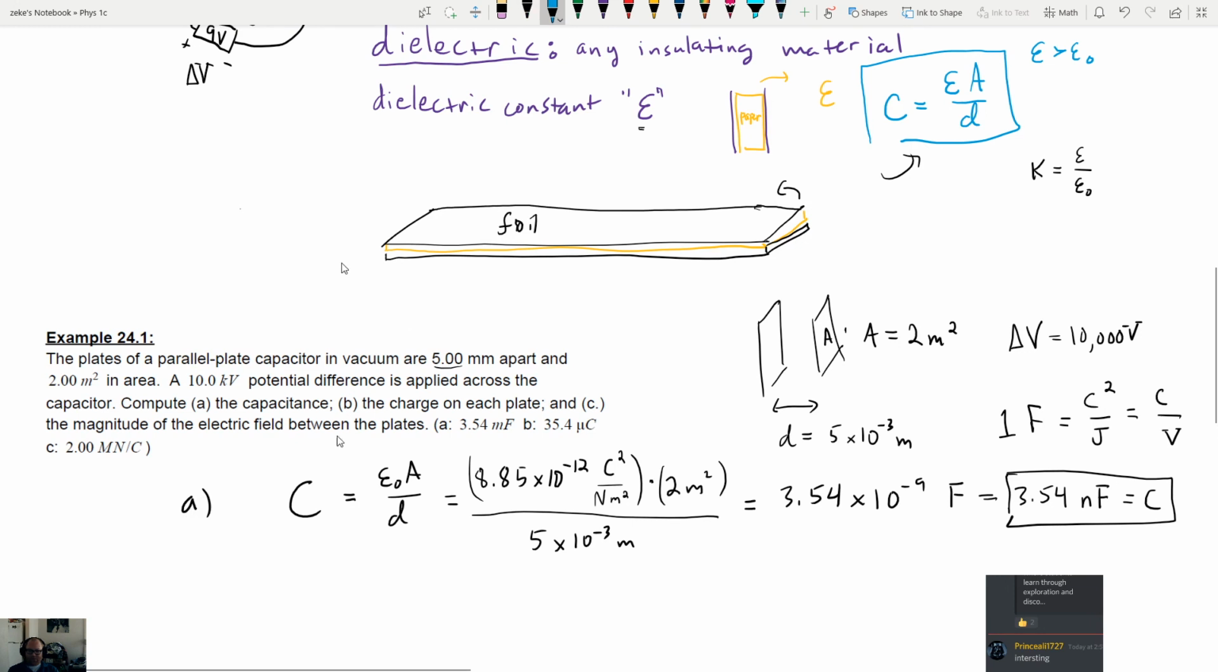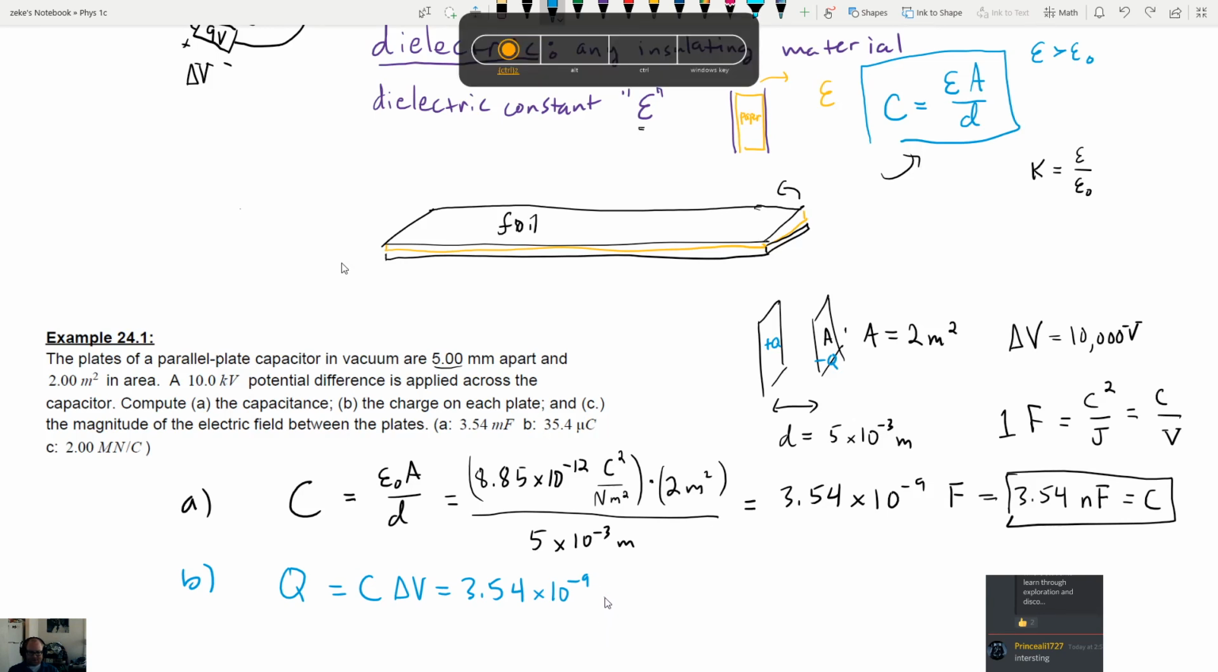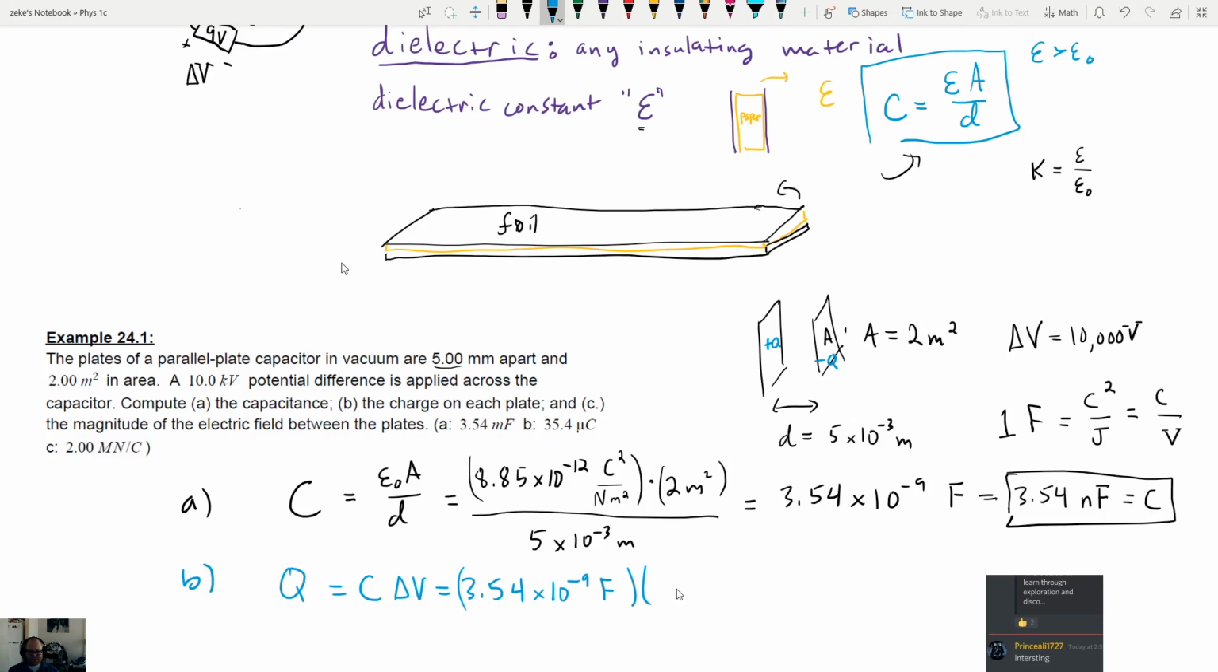Now let's do part B. Part B says to find the charge on each plate. This is super simple. The charge on each plate would be plus Q over here and negative Q over here. The charge is given by capacitance multiplied by delta V. Capacitance is 3.54 times 10 to the negative 9 farads, and you multiply by volts, which is 10,000 volts.